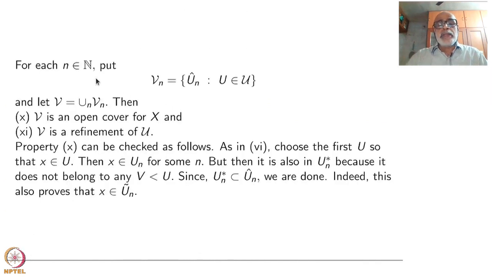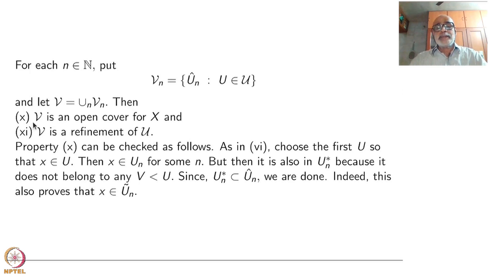Next, for each n inside the natural numbers, put V_n equal to this collection U_n hat, where U ranges over all of the cover. Okay, so each member is an open subset, so this is a family of open sets. Alright, take V to be the union of V_n's. So we have written V as a countable union of these families. What is the property of these V_n's and V? V is an open cover for X. Not V_n's, but when you take all of them, V, that is an open cover for X, and V is a refinement of U.